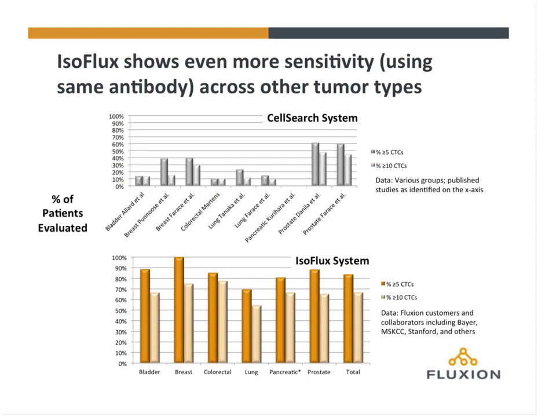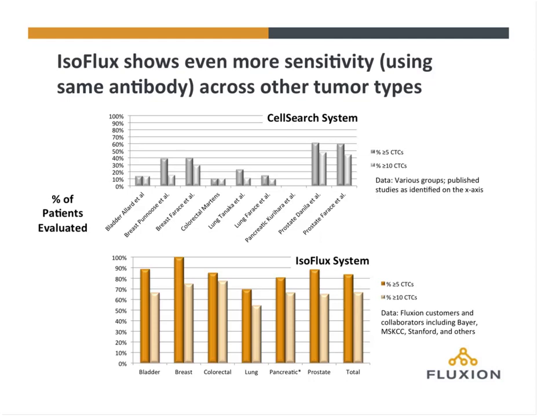Prostate cancer is generally thought of as having relatively high EpCAM expression, but the difference in sensitivity between platforms is even more profound when you look at other tumor types. So up top here, we show a collection of studies from the literature using CellSearch. And what you see is that the percent of samples that are greater than 5 CTCs ranges anywhere from 0 to 40% for all the indications other than prostate cancer. On the bottom, we show groups of samples that were taken from Fluxion's customers and collaborators using the IsoFlux system. And these samples range anywhere from 70 to 100% of patients having greater than 5 CTCs.